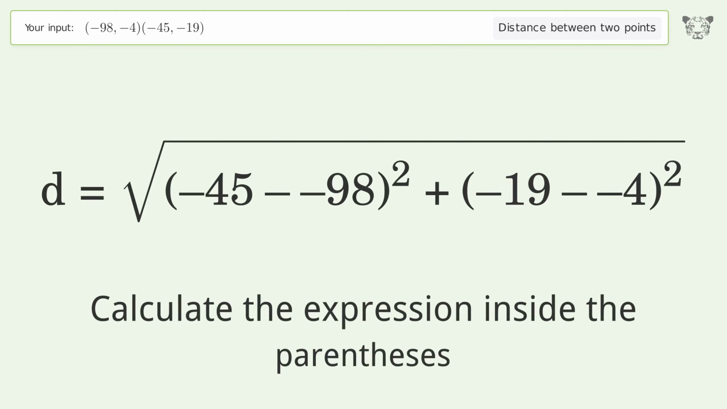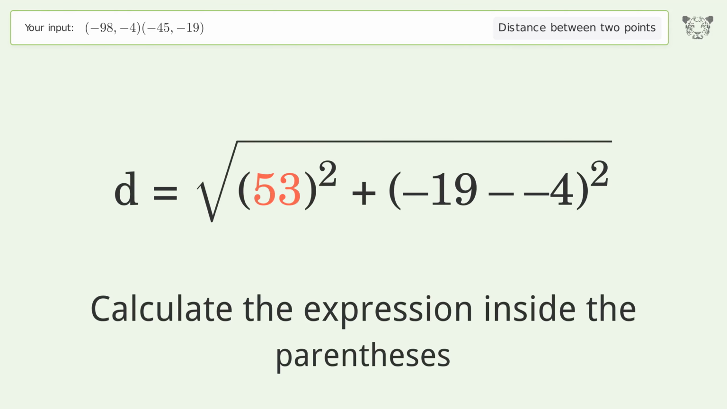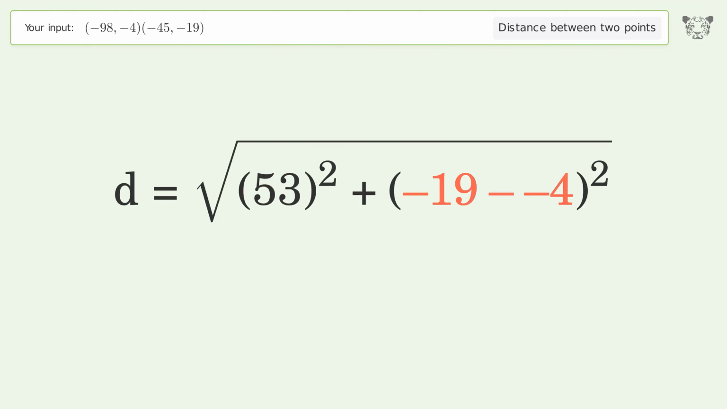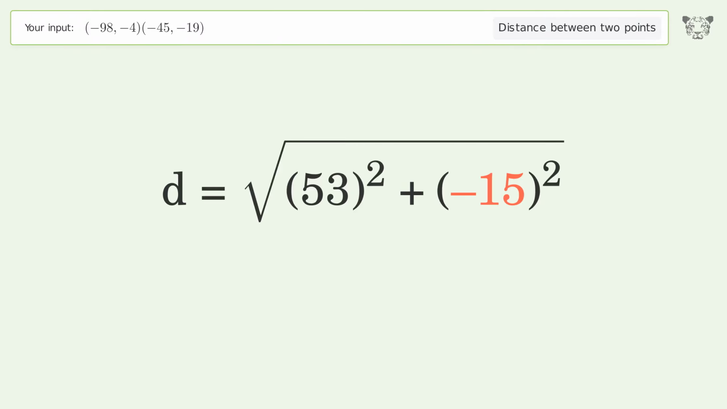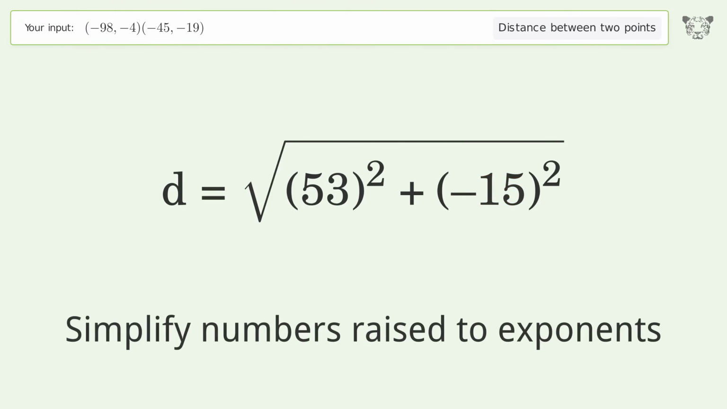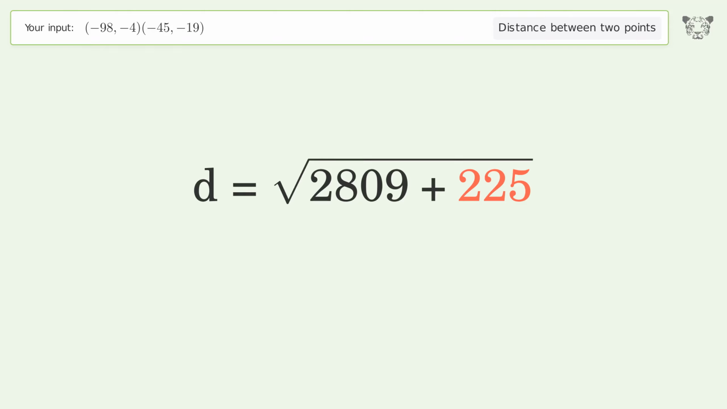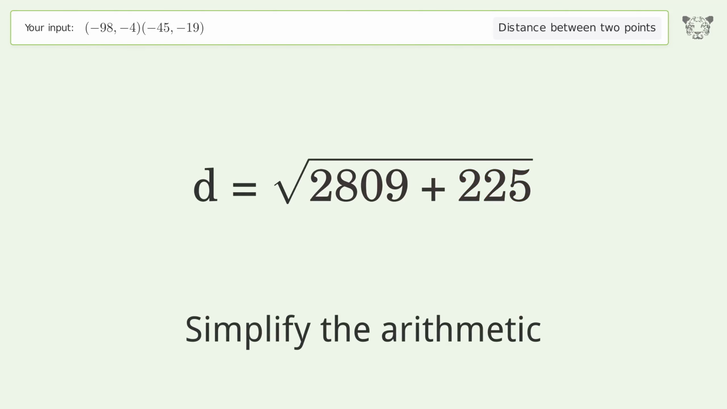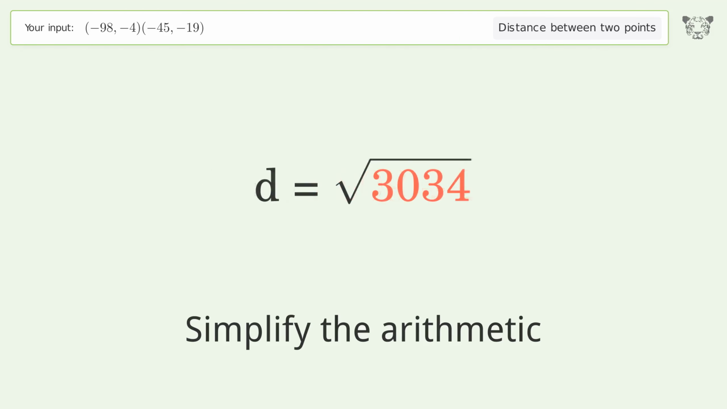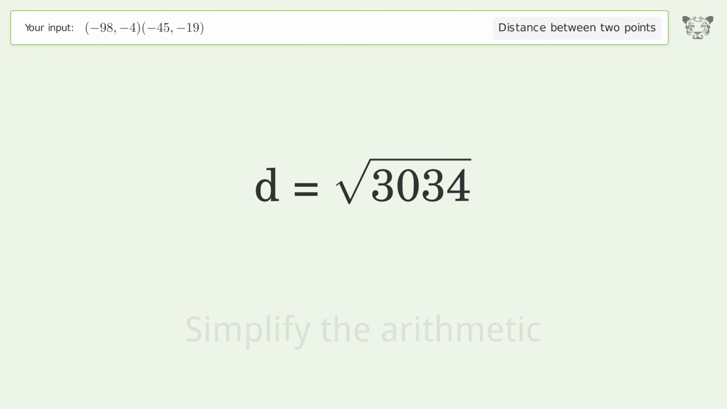Calculate the expression inside the parentheses. Simplify numbers raised to exponents. Simplify the arithmetic. And so the distance between the 2 points is the square root of 3034 or 55.082.